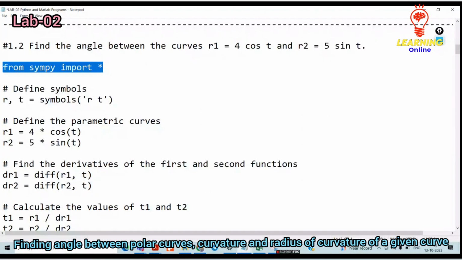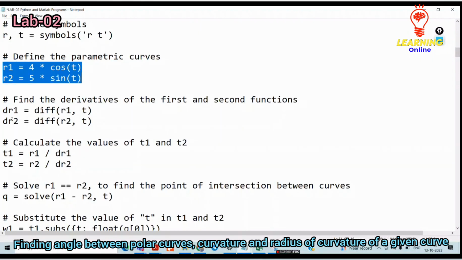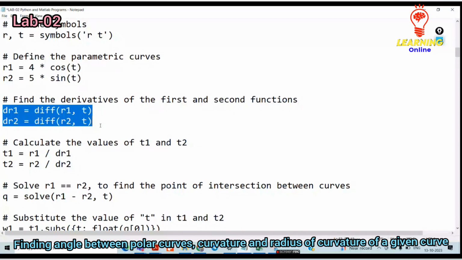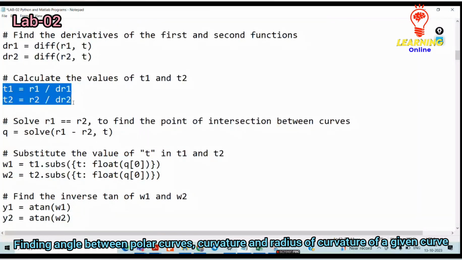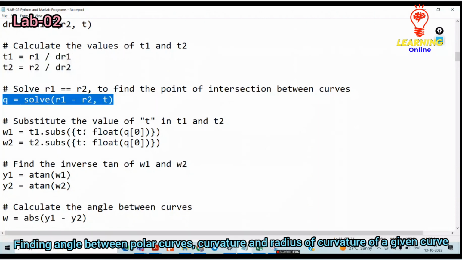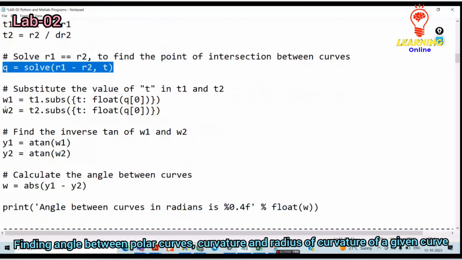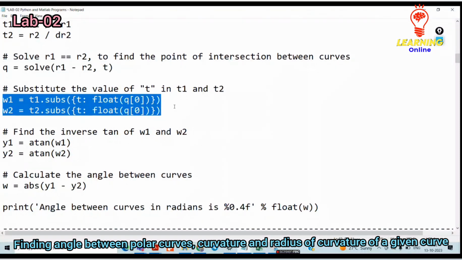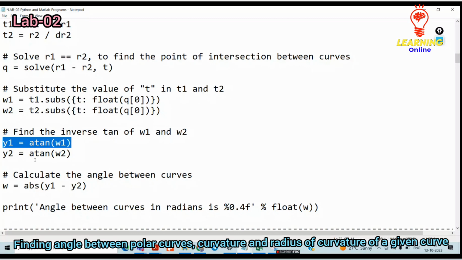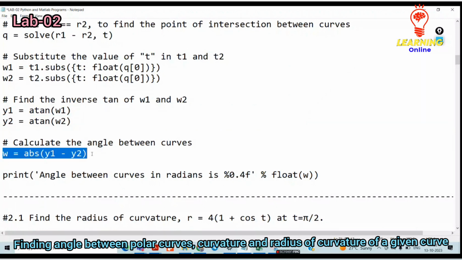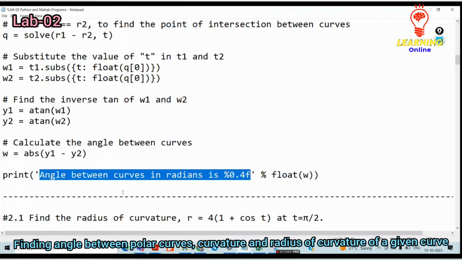That is the library to execute the derivative functionality. For R1 I am defining the expression. Then I get the first-order differential expression for R1 and R2. Then I calculate T1 and T2, that is, R1 divided by the derivative of R1, and R2 divided by the derivative of R2. Then I solve these in order to get the intersection of R1 and R2. Later I need to get the particular values of W1 and W2 for the particular value of T. After that, I take the inverse, that is, arctan of W1 and arctan of W2. Then I make the absolute evaluation of that angle. This W itself is your result, which I take as a float in order to get that output. This is the statement required to make the evaluation.